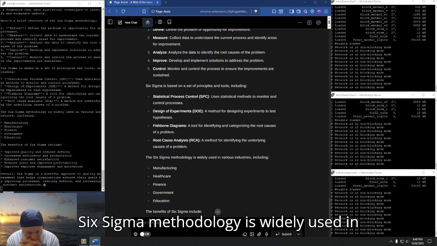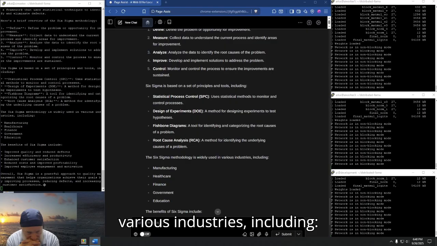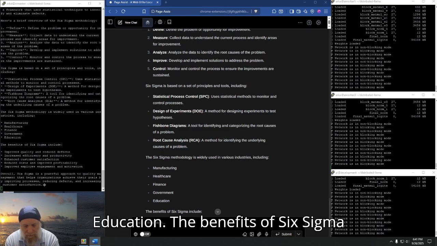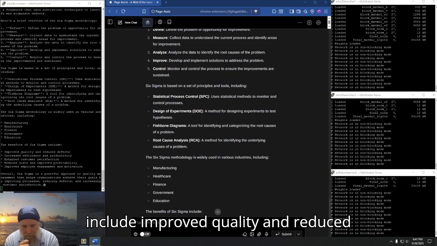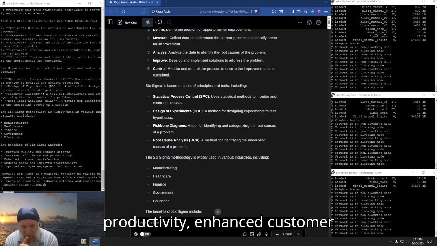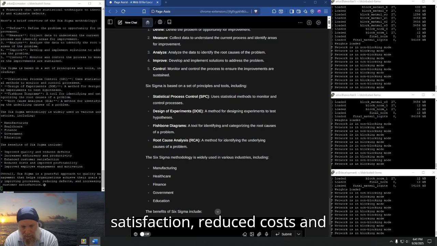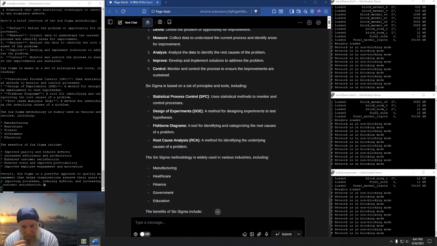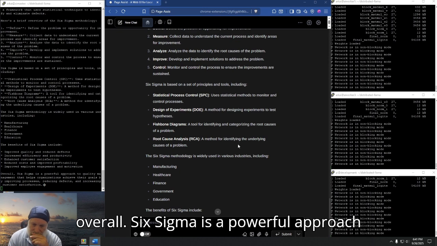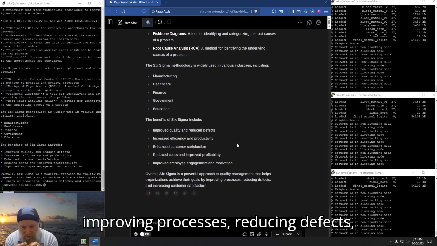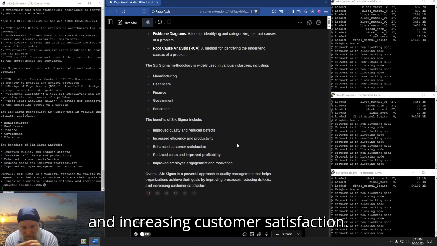The Six Sigma methodology is widely used in various industries, including manufacturing, healthcare, finance, government, education. The benefits of Six Sigma include improved quality and reduced defects, increased efficiency and productivity, enhanced customer satisfaction, reduced costs and improved profitability, improved employee engagement and motivation. Overall, Six Sigma is a powerful approach to quality management that helps organizations achieve their goals by improving processes, reducing defects, and increasing customer satisfaction.